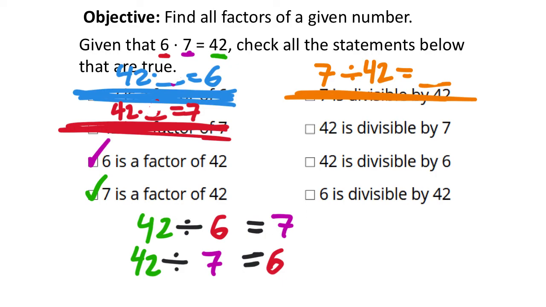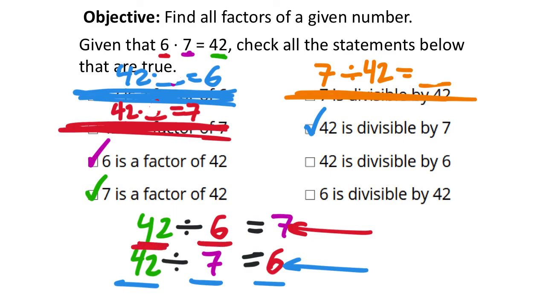42 is divisible by 7. Yep, that is true. That is exactly what this statement is showing. 42 divided by 7 gives us a natural number. Check mark on that one. That's true. The next statement, 42 is divisible by 6. Yep, that's this statement right here. 42 divided by 6. 42 is divisible by 6. That gives us 7. So that one gives us a true statement.